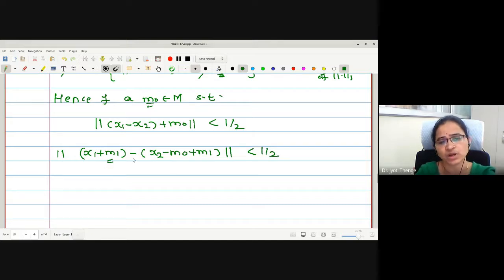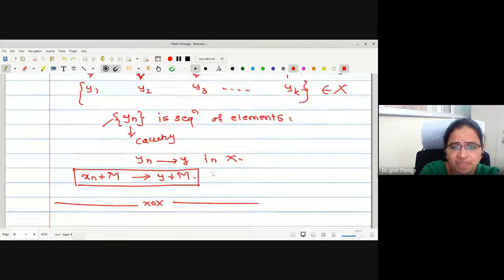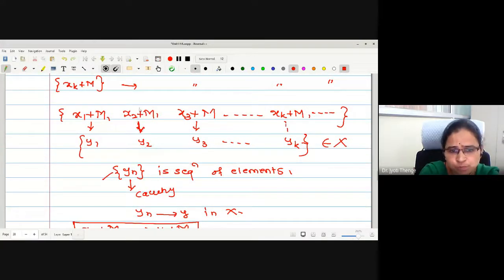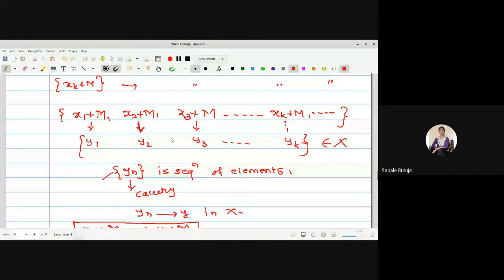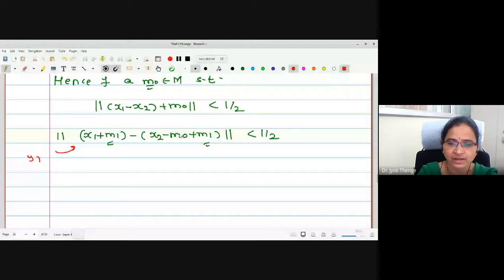Just plus m1 minus m1 addition. Why am I doing this? Because I know this is y1. And x2 plus some element of m, can I write it as y2? Yes. Here I can write plus m1 minus m2. Therefore, this is an element of m. x2 plus some element of m, I will write this as y2.